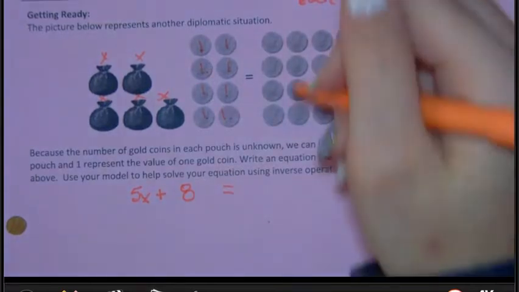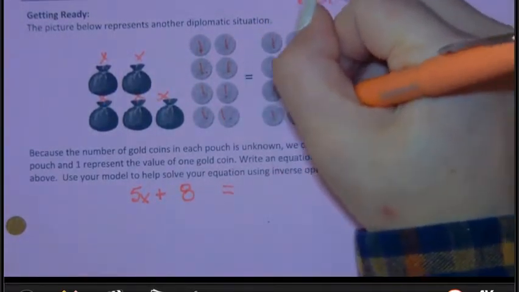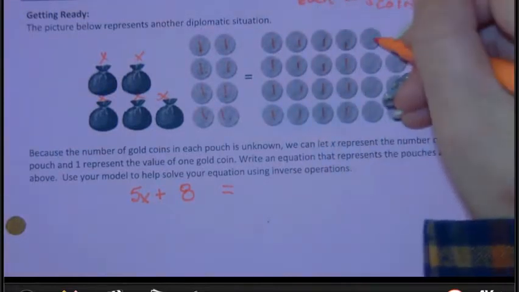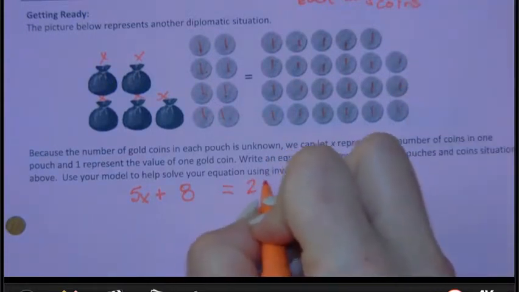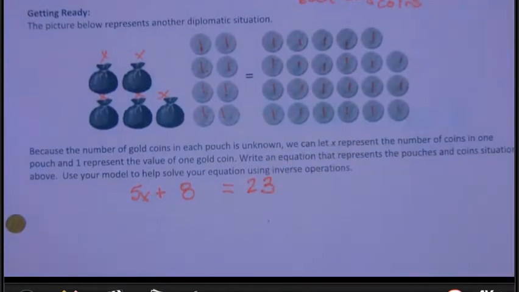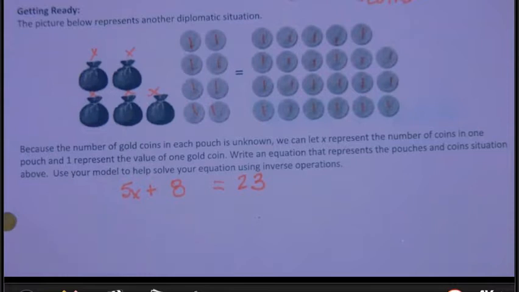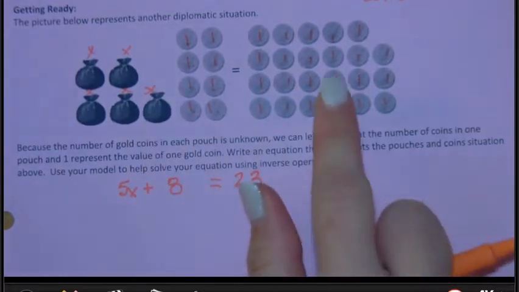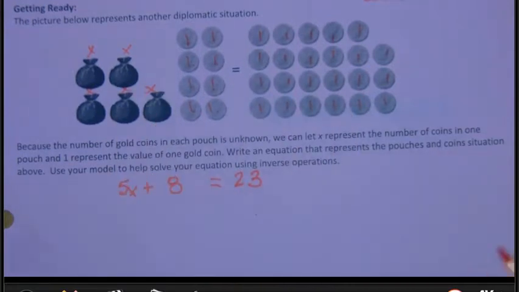Okay, and then I need to know how many bags and coins are on this side. Well, I have 1, 2, 3, 4, 5, 6, 7, 8, 9, 10, 11, 12, 13, 14, 15, 16, 17, 18, 19, 20, 21, 22, 23 coins on the right side. If we remember, we can use the model to help us. What we do to one side, we have to do to the other. So our goal is to get bags on one side, coins on the other, and I want to know how many coins are in each bag.